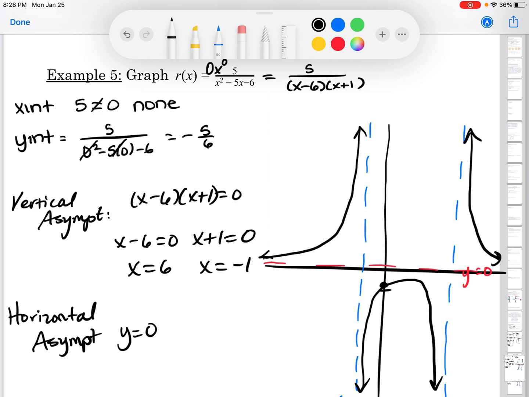So we're going to find those main important pieces by setting things equal to 0 and checking the numerator and denominator degrees. But otherwise, you can use your calculator to get a bigger picture of this. Otherwise, by hand, you could make a table. It's just more time consuming.